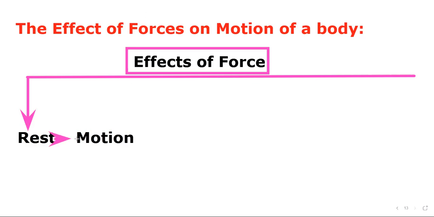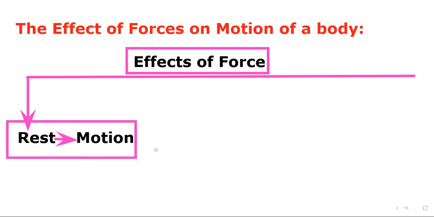So from rest to motion, if an object is in a state of rest and you apply some force on it, then the object would start moving. So motion is actually generated by this force. So this is the first effect of force on an object which is in a state of rest.